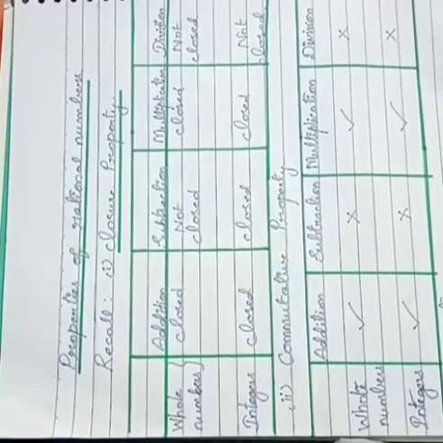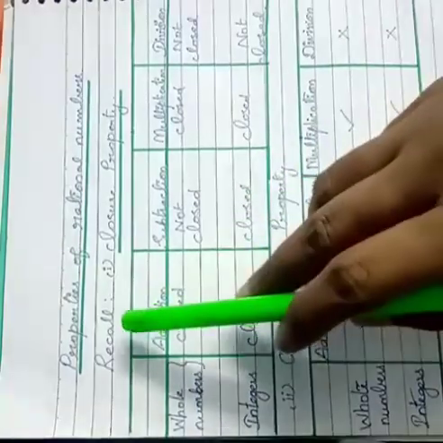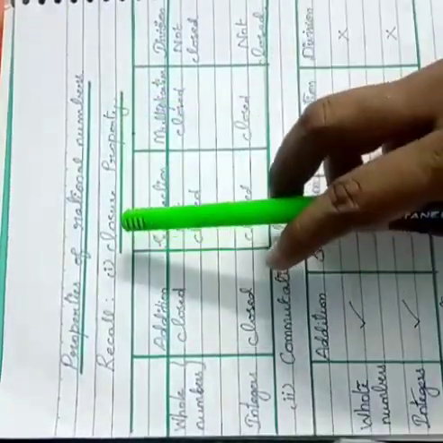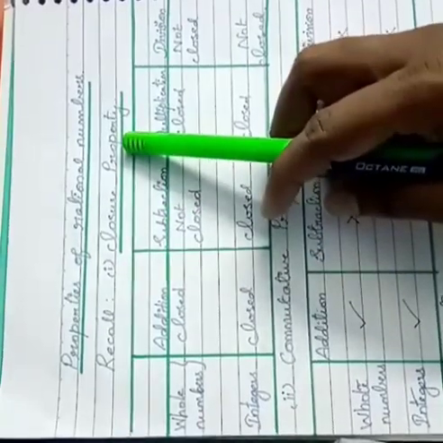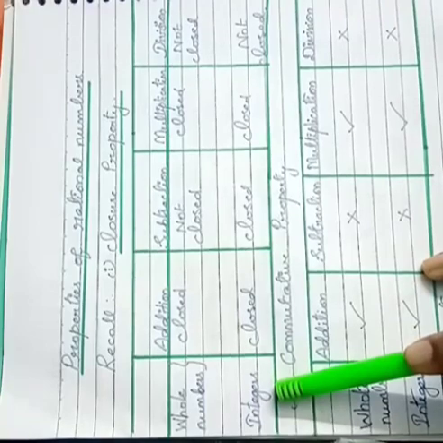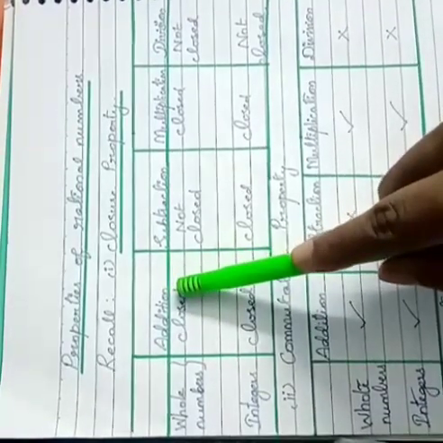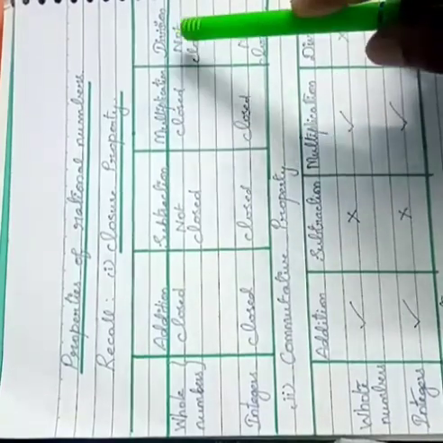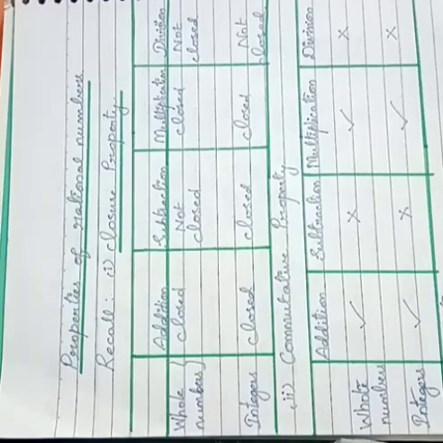Now, let us recall some properties which we already studied. So, first we are going to recall closure property. We are going to recall closure property of whole numbers and integers in the operations addition, subtraction, multiplication, and division. First, what is closure property?